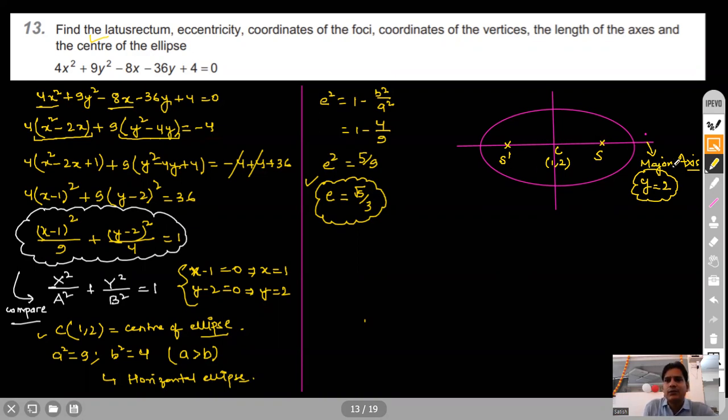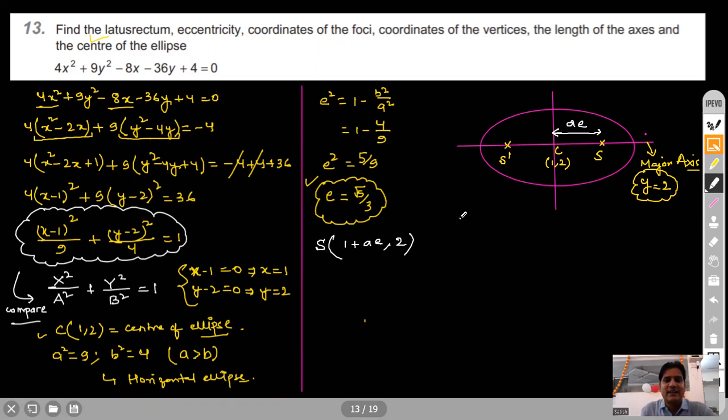Now, how to find it? For any standard ellipse, the distance between the focus and center is ae, right? So the coordinates of S will be 1 plus ae, comma, the y coordinate will be 2. Why? Because the focus will lie on the major axis itself. And what is the major axis? Major axis is y equal to 2 in this particular case. Now, we know the value of a, we know the value of e. So we can easily figure out the coordinates of S.